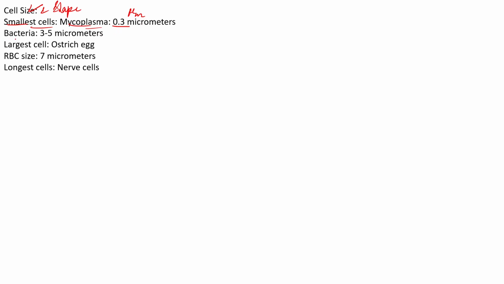In the case of bacteria, the typical length is around 3 to 5 micrometers. Remember this. The largest cell we know is the ostrich egg. It is a single cell, and it is the largest cell. Human RBCs are known to have a length of around 7 micrometers. The longest cell in terms of length is the nerve cell.